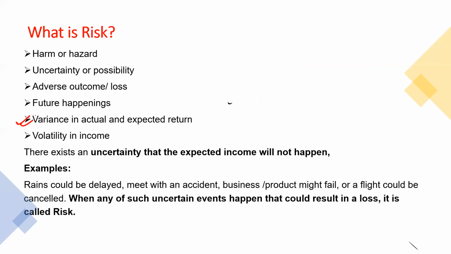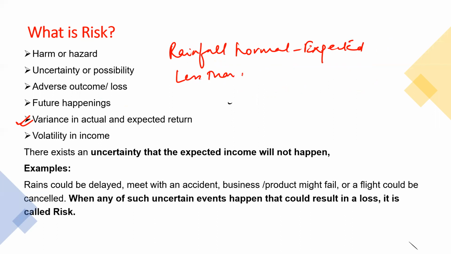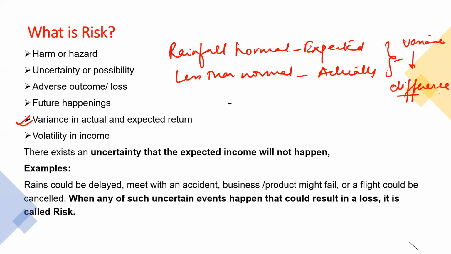There's always a variance in the actual and the expected return. So the farmer thought that the rainfall would be normal. This was what he expected. And actually, it was less than normal. This is what actually happened. So there is a variance. Variance means there is a difference here. Because there is a variance and it is adverse, it is less than what we expected, this is what is risk.